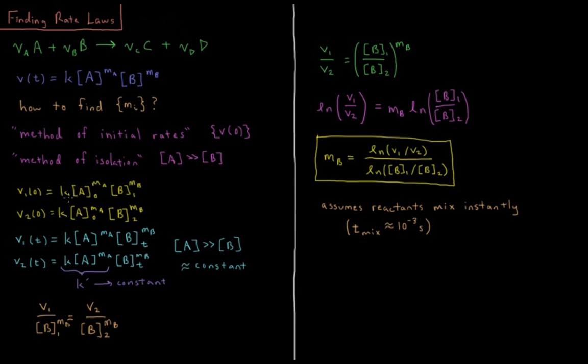If our rate constant is on the order of the time it takes to mix, then we have to go about other ways of finding our reaction orders, and these aren't going to do us any good because we're reacting too quickly to get these varying reaction rates as we change the concentration.